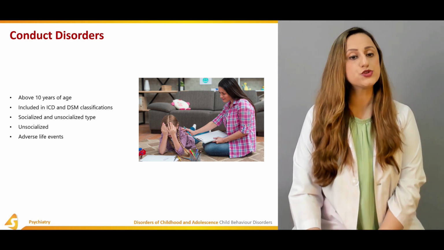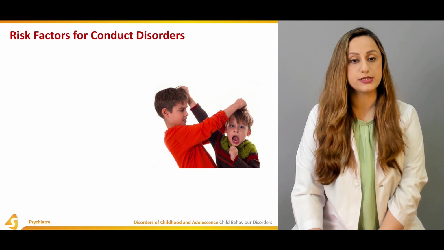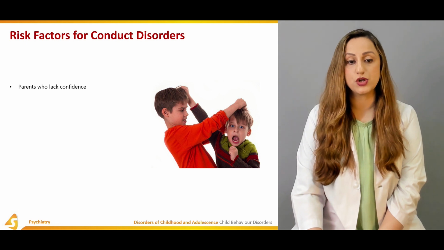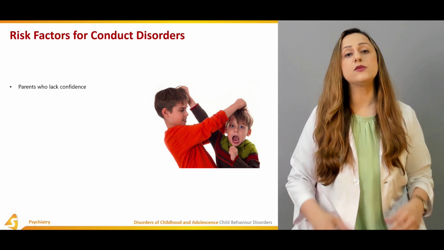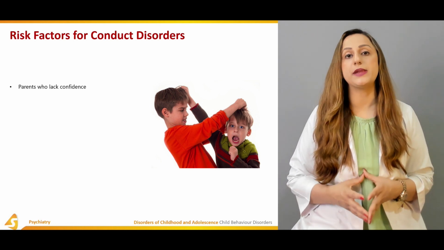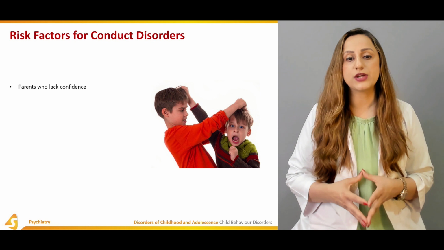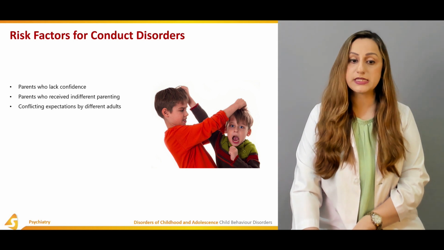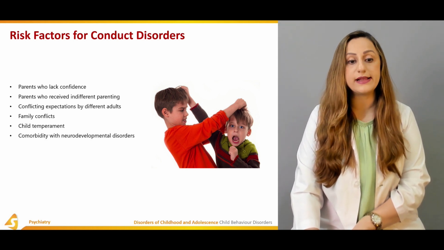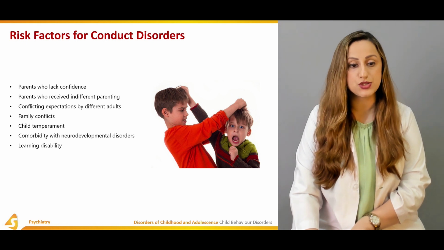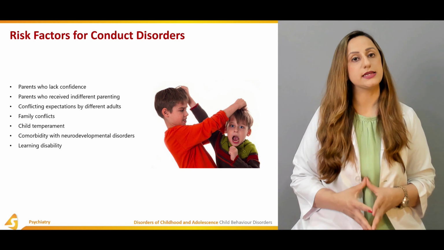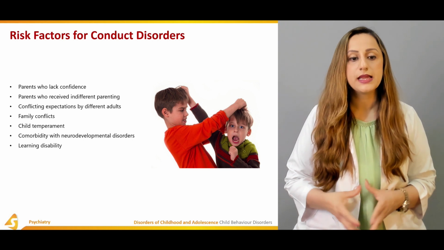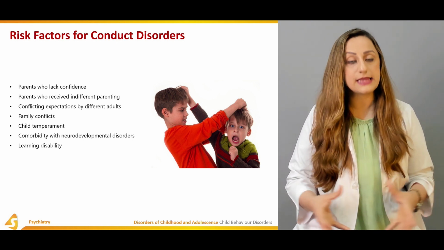Adverse life events are usually going to result in such kinds of conduct disorders. Risk factors that we should consider when we are treating these children with conduct disorders: the parents who lack confidence. So the environmental factors and the genetic factors are going to play their role whenever we are discussing such conduct disorders. Parents who gave indifferent parenting, conflicting expectations by different adults, family conflicts, child temperament, comorbidity with neurodevelopmental disorders, and learning disabilities are other criteria that should be kept in mind that can result in these particular kinds of conduct disorders. A normal child temperament, and then the family environment.